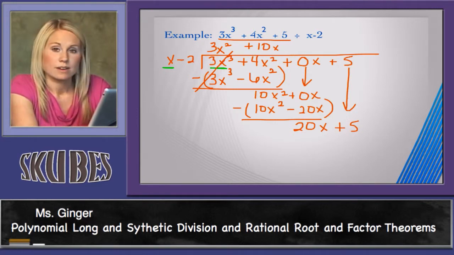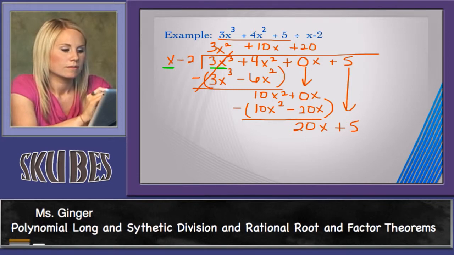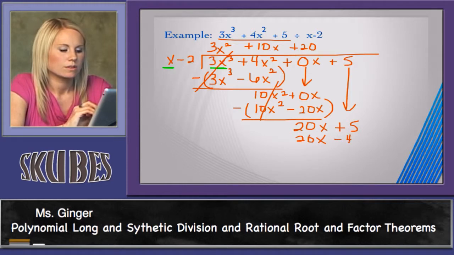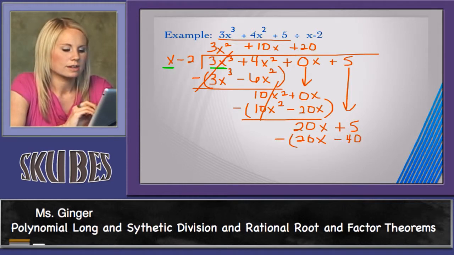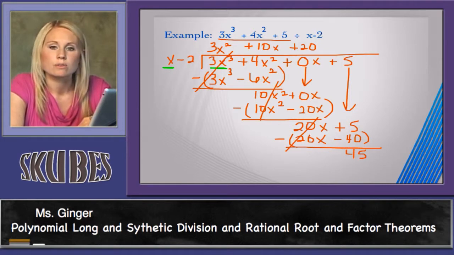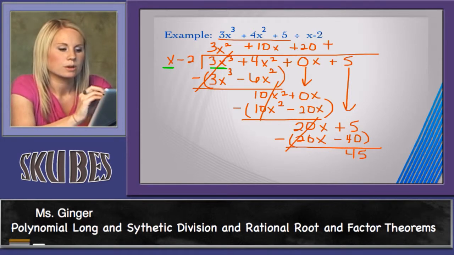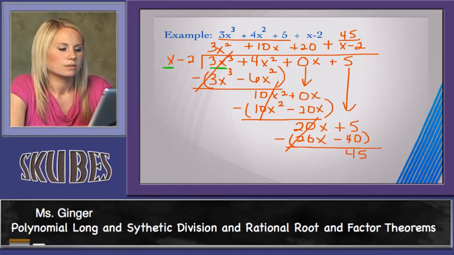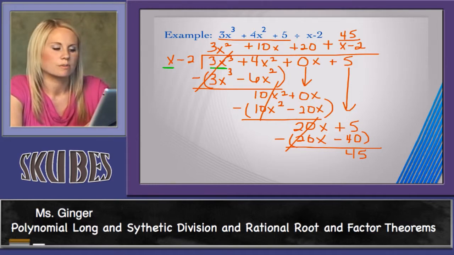So I have 20x divided by x, which is 20. 20 times x is 20x. You should always end up with the same thing there. Remember, they're going to cancel out. And then 20 times negative 2 is negative 40. Subtracting the whole thing, these will go away, and I've got 5 plus 40, which is 45. Now, if you end up with a number other than 0, you have a remainder. What you want to do with that is write it over your outside expression. So here would be your long division of polynomials.